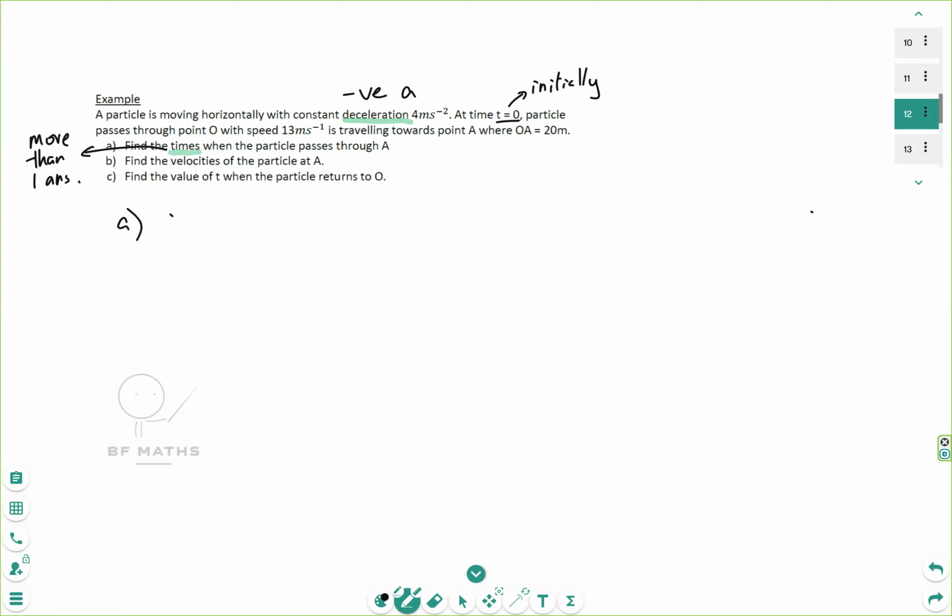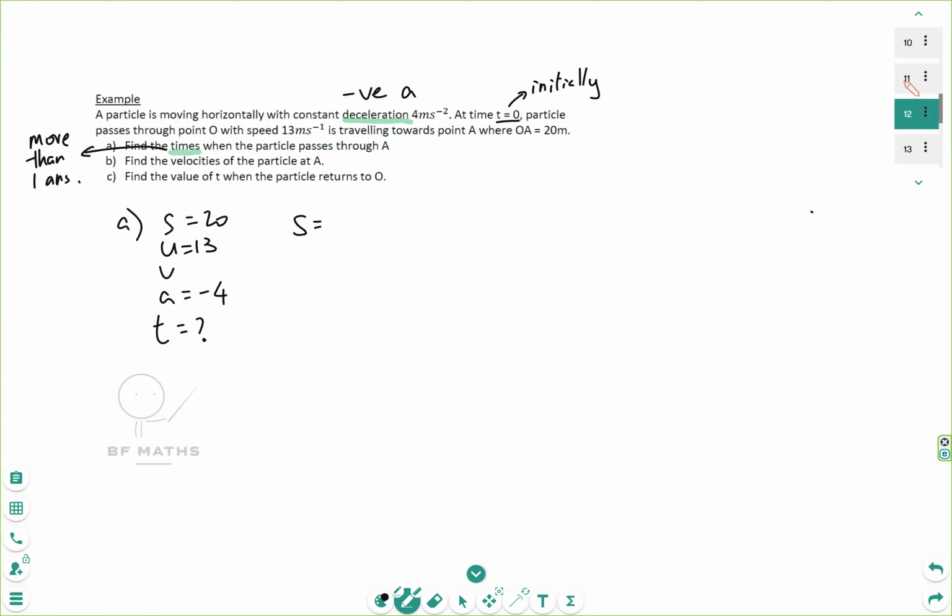So question A, SUVAT. We know S is 20 meters. U, the initial velocity, passing O, is 30 meters per second. We want to find the times, so we want T. Acceleration A is 4, but it's deceleration, so it's -4. V we don't care about, so we want to work out the formula without V. Do you remember which one it is?